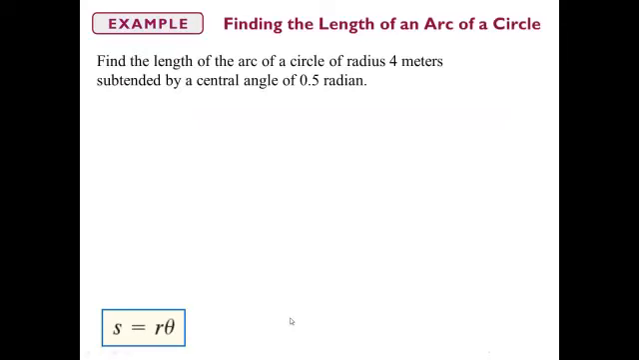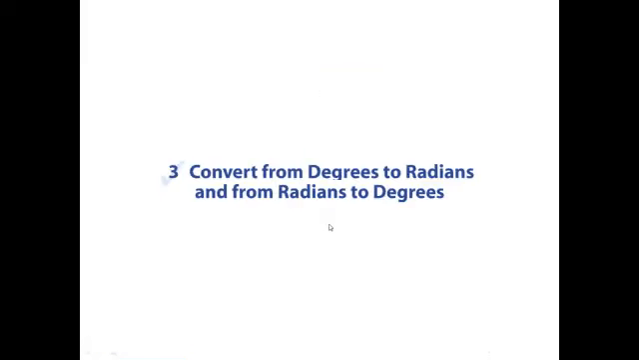So let's solve this problem. We have the arc of a circle with radius 4, and this is the central angle in radians. So we multiply this, and we know that the length of the arc is 2 millimeters.